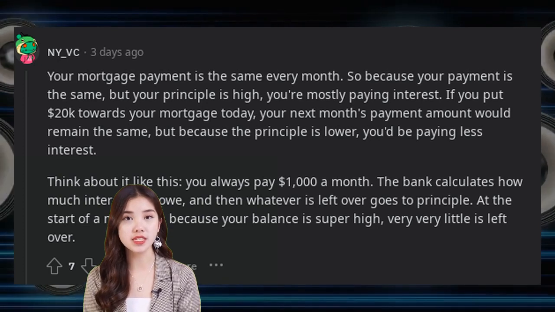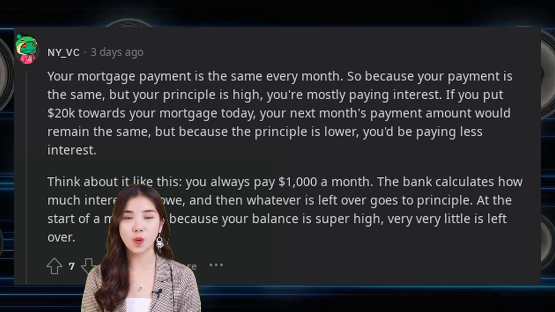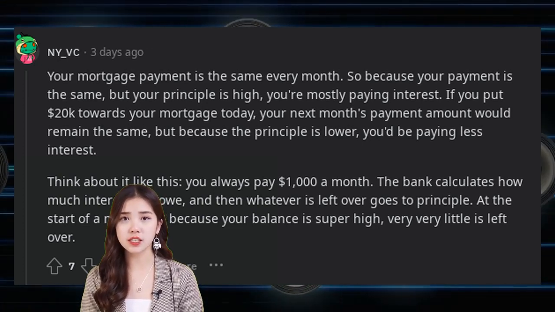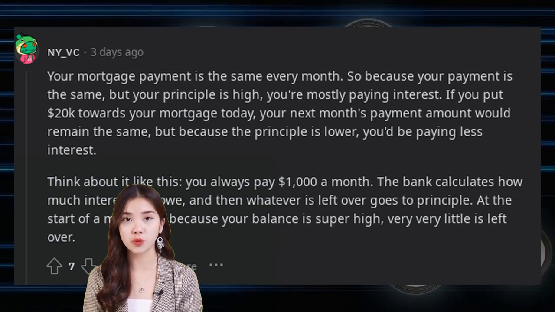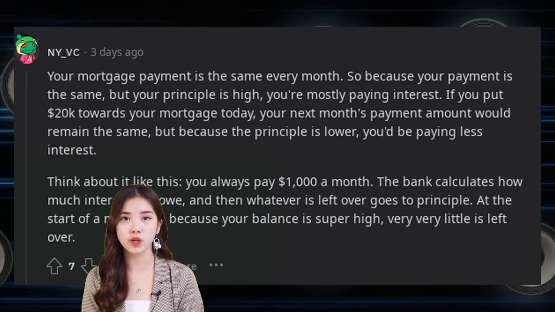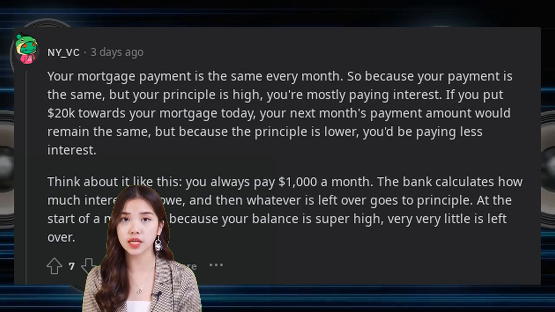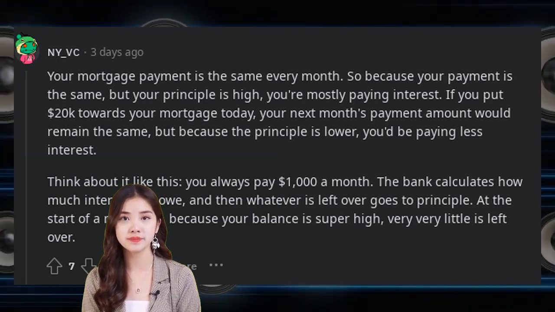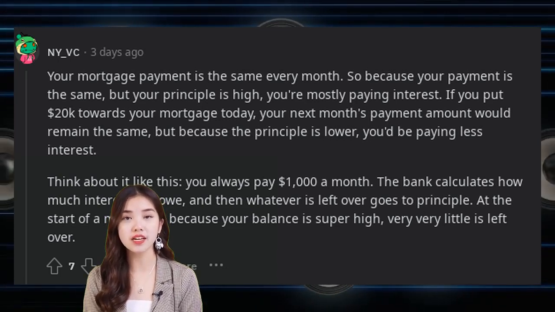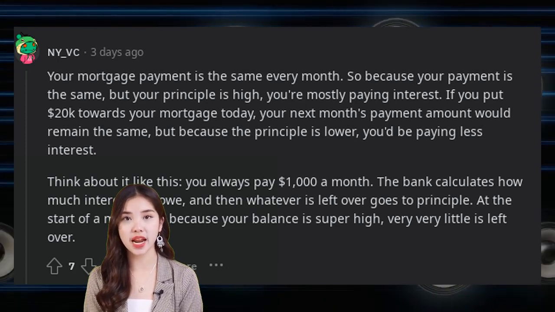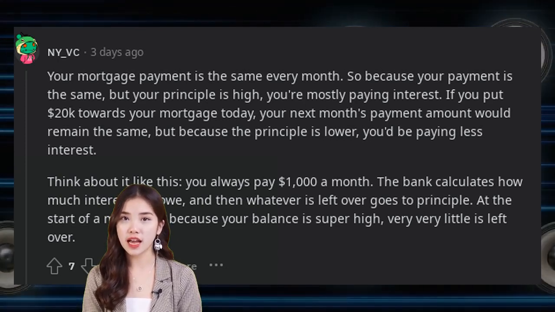Your mortgage payment is the same every month. So because your payment is the same, but your principal is high, you're mostly paying interest. If you put $20,000 towards your mortgage today, your next month's payment amount would remain the same. But because the principal is lower, you'd be paying less interest.